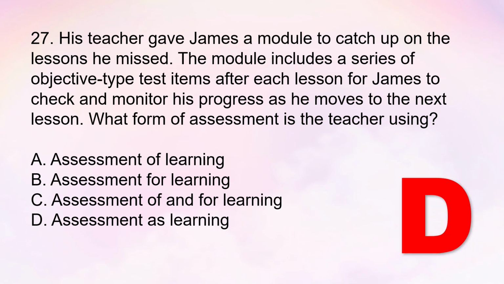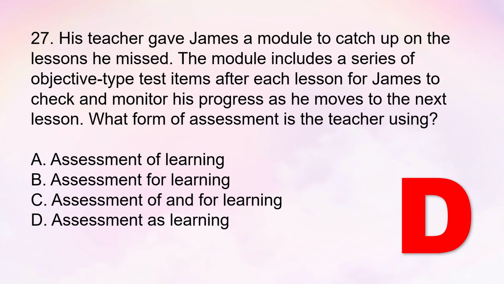Okay, the correct answer is letter D, assessment as learning. Assessment as learning occurs when learners monitor their own progress and use feedback to adjust their understanding. So in this case, James checks his own progress using test items in the module, which reflects self-monitoring and metacognition, which are central to assessment as learning. Okay, that's why letter D is the correct answer.